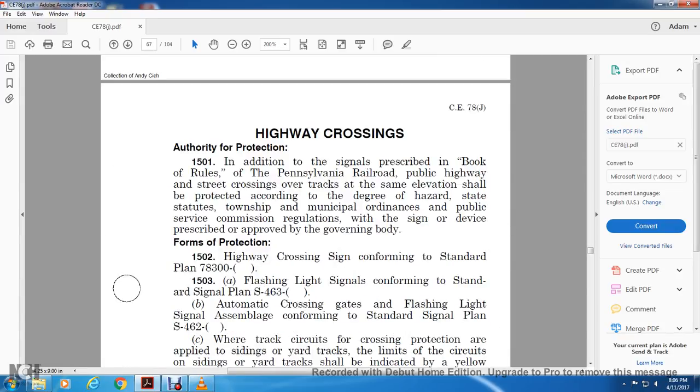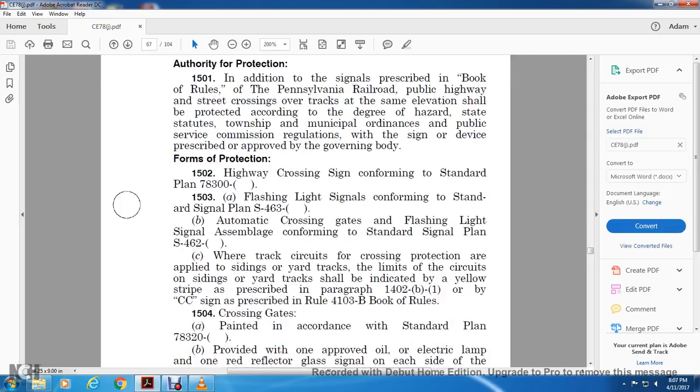Highway crossings. In addition to the protection by the signals prescribed in the Book of Rules of the Pennsylvania Railroad, public highway street crossings of the track at the same elevation shall be protected according to the degree of hazard, state statutes, township and municipal ordinances, and public service commission regulations, with the signs or devices prescribed or approved by the governing body. 1502: highway crossing signals conforming to standard plan 78300, flashlight signals conforming to standard signal S463.